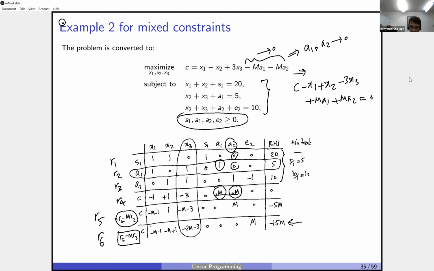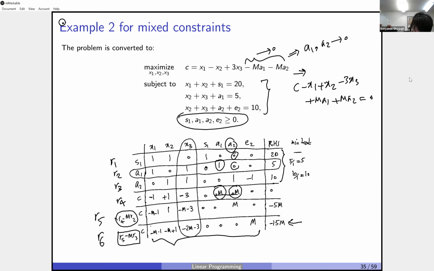Okay. Now that you have made the columns of the two additional variables basic variables, let's choose the most negative value in the cost row. What is it among these? Minus M minus 1, minus M plus 1. Of course, this is more negative than this. Minus 2M minus 3, and M is positive. So this is the most negative one. So this is the pivot column.